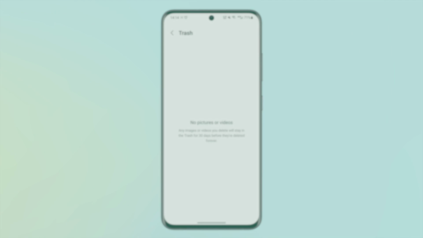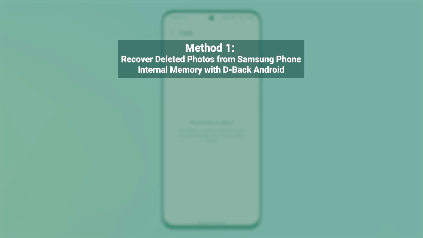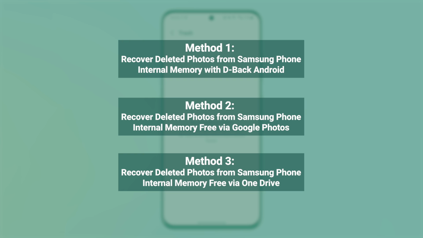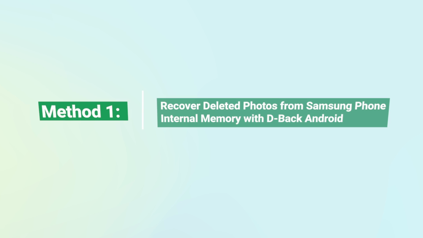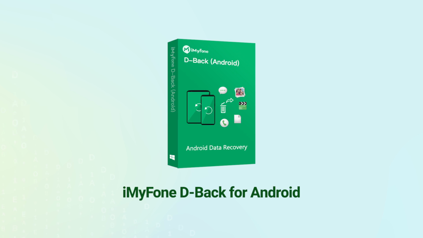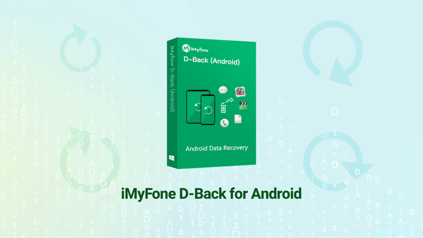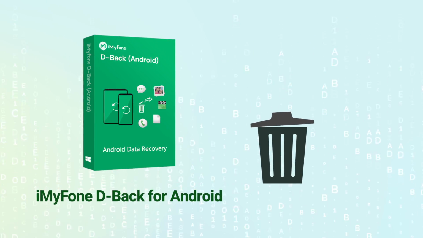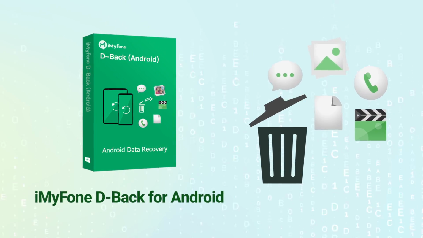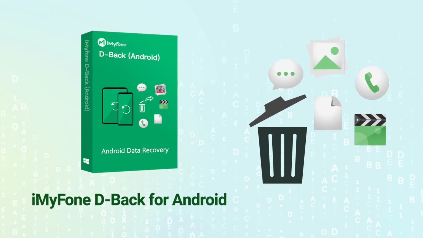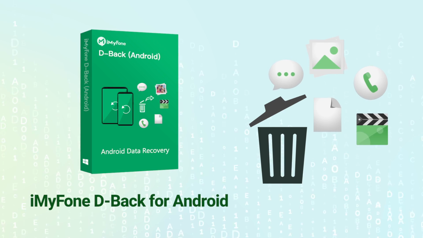You can restore permanently deleted photos on Samsung, as we'll show you how to recover deleted photos from a Samsung phone's internal memory for free. The best way to restore photos from Samsung's internal memory is by acquiring the services of iMyPhone DBAC for Android. It is a sensational data recovery tool for Android that allows you to easily recover data from any scenario. So, how to recover deleted photos from the Samsung phone's internal memory via DBAC for Android? Just follow the steps below.